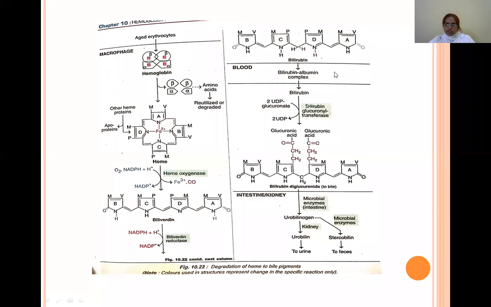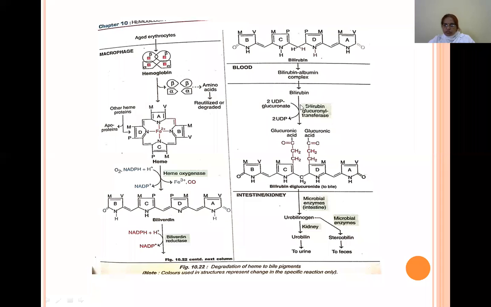At the high affinity site, 25% of the bilirubin binds, and at the low affinity site, the rest. Low concentrations, that is low bilirubin levels, are attached to the low affinity site of the albumin. Now see, this bilirubin albumin complex enters into the liver. Here it is dissociated from the albumin.